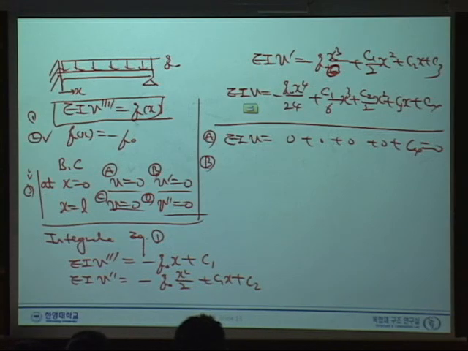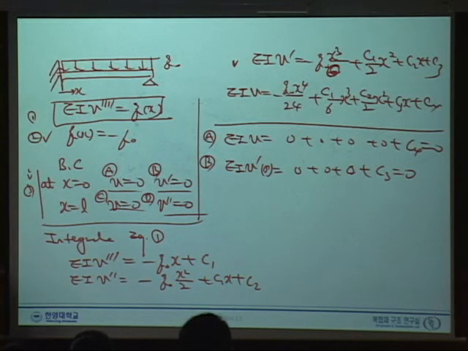And B boundary condition, what is that? V prime equals 0 at x equals 0. Where is the V prime? Well, we have a V prime here, right? So EI V prime at x equals 0: 0 plus 0 plus 0 plus C3 equals 0. So we can easily see that C4 and C3 are all 0, right?